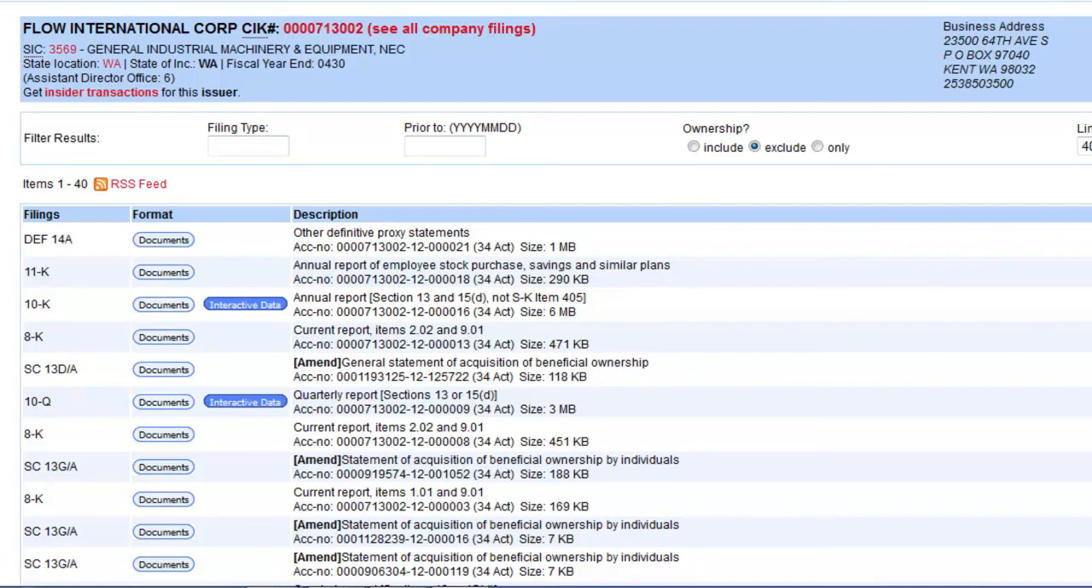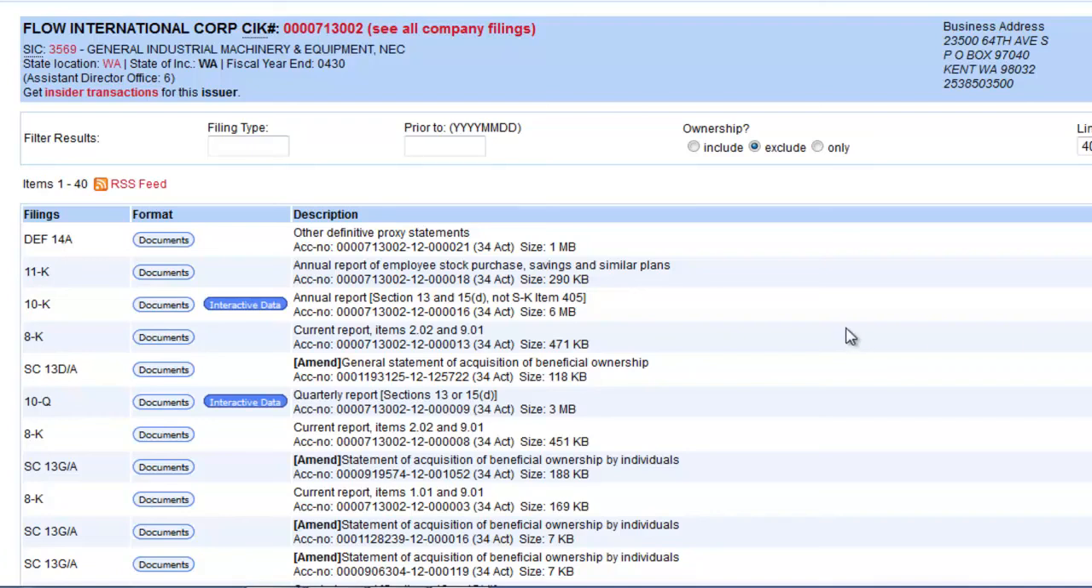It is a form that has to be filed with the SEC by investment managers with more than $100 million of assets under management. The form must be filed within 45 days of the end of each quarter and must include a list of the investment manager's investment holdings.